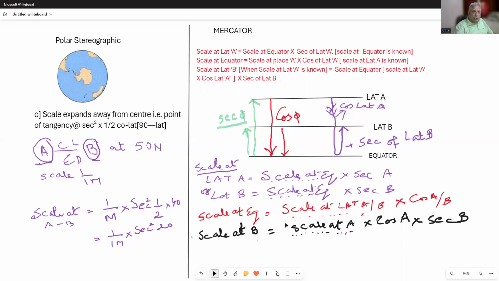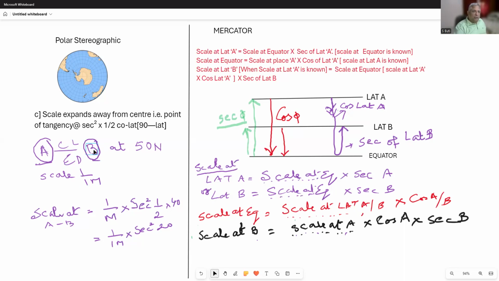What is the difference? Now, the question on scale remains the same. Scale is chart length by Earth distance. If scale is 1:1 million, then 1:1 million is equal to chart length and Earth distance on the ground between the same two points, let's say A and B.